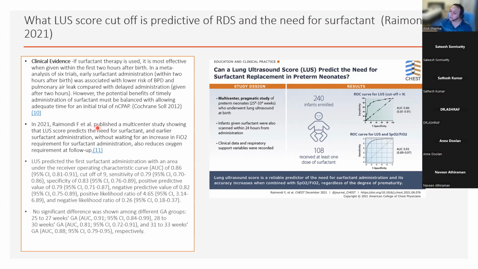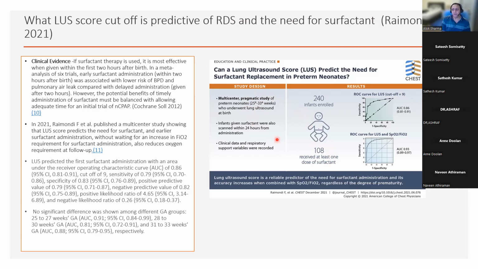Again, very close to the previous study that was done by DiMartino. The advantage with this is that it was, again, a multi-center trial, with a very large number of infants enrolled. 50% of these babies had at least one dose of surfactant. And we had a lot of preterm babies, 25 to 33 weeks of gestation. So quite a good range, which basically showed that the score is actually valid across the range.